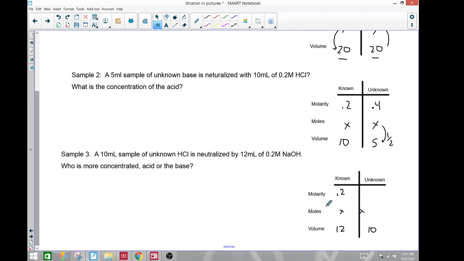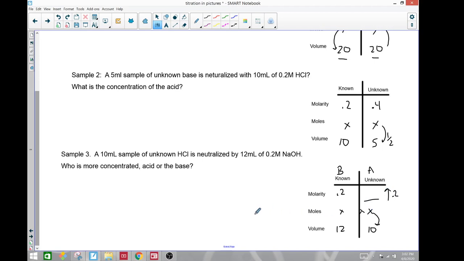So one question we commonly ask here is, who's more concentrated, the unknown or the known? The acid or the base? Now in this case, my 0.2, this guy is the base. And this is my acid. Okay? So the same number of moles in a smaller volume means this guy should be larger than 0.2. That's my answer. Good multiple choice question there.